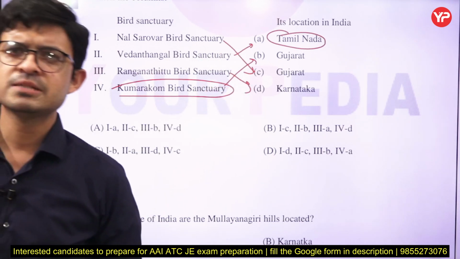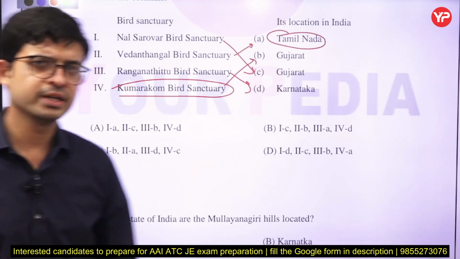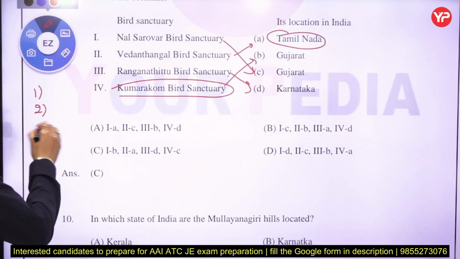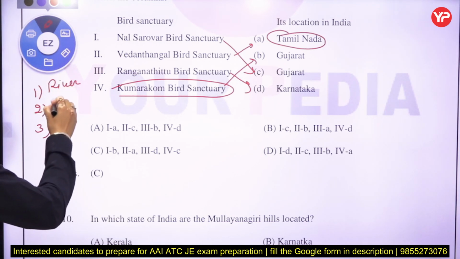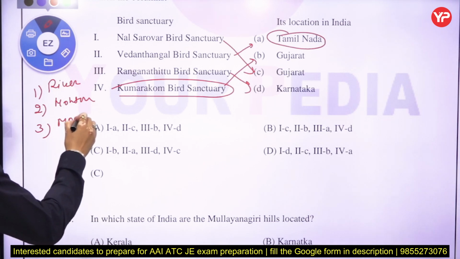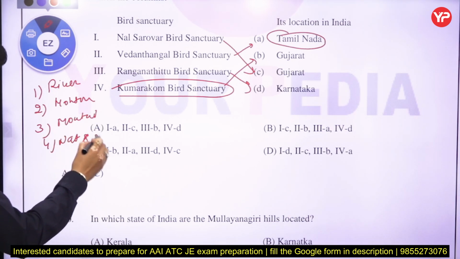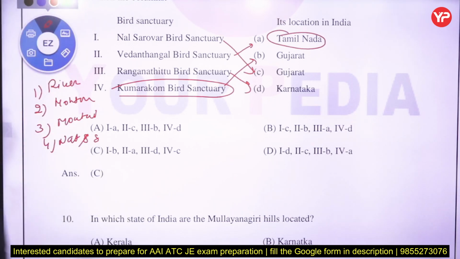Bird sanctuaries plus national parks plus wildlife sanctuaries topics are also very important. If we rank the topics in geography, first of all rivers, then monsoon, then mountains, and national parks and sanctuaries. So these are the most important 5-6 topics for geography.